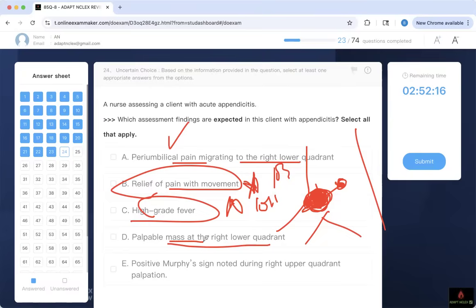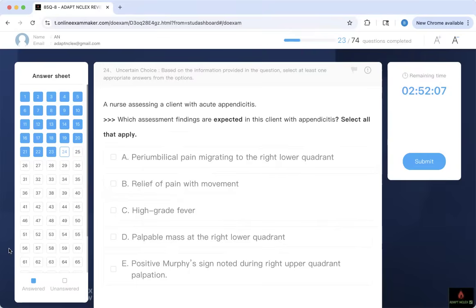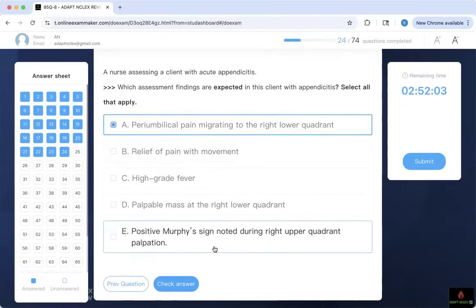Murphy sign is an unexpected finding. It is usually when you push on the right upper quadrant. That's associated with the gallbladder. So you see, what do you see? The one is the choice there. The rest are all traps. Don't fall for them. Once again, don't fall for them.